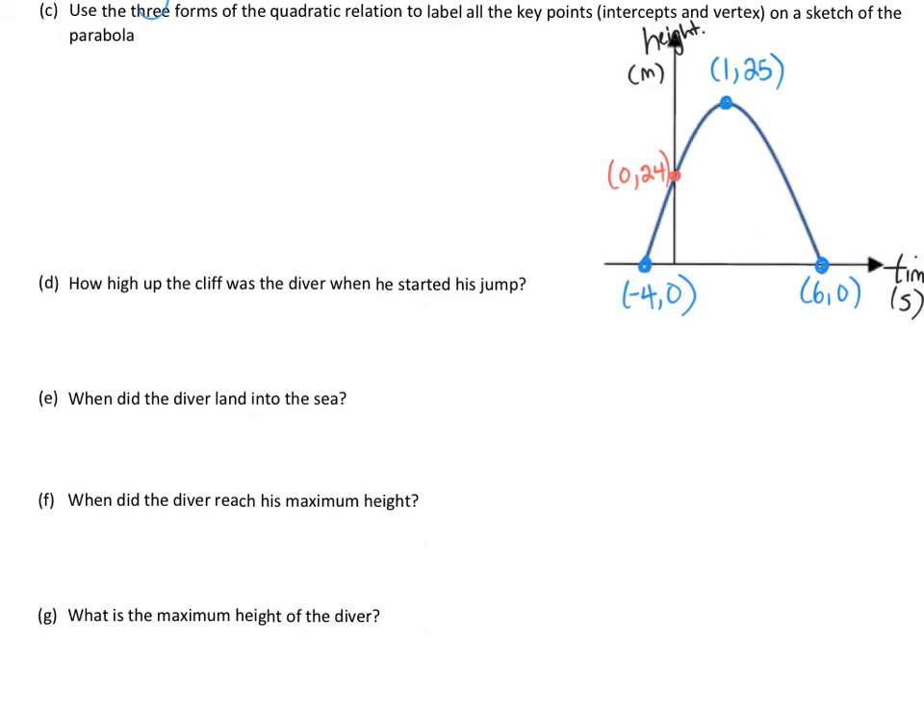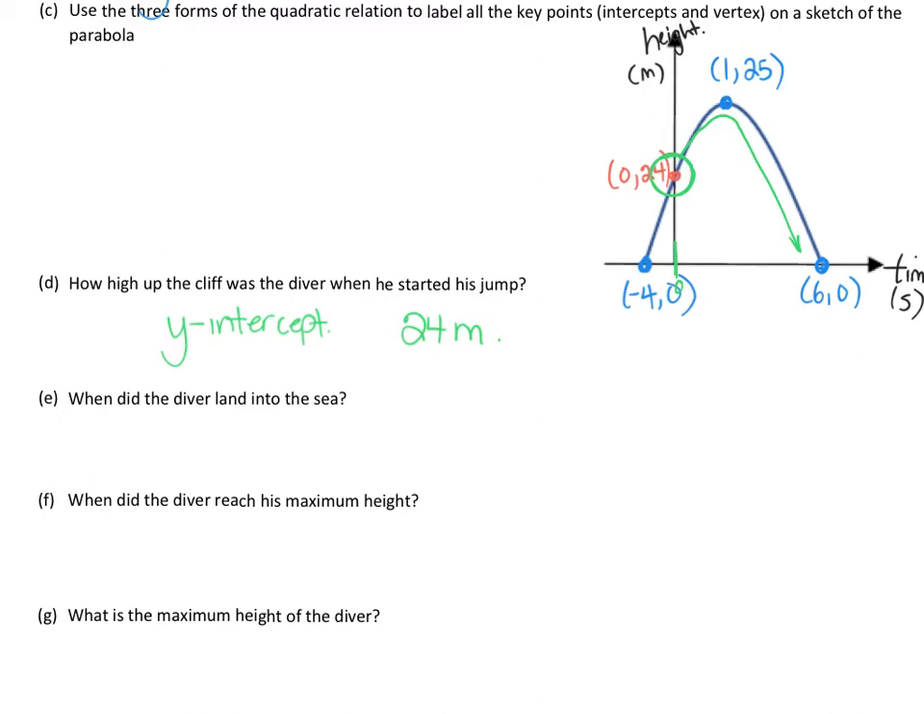The next question is, how high up the cliff was the diver when he started his jump? So when did he start his jump? He started his jump right here, and then he jumped up and went down. To start, that's actually me asking you about the y-intercept. So he was 24 meters up at the start of his jump, at time equals 0. Okay, when did the diver land into the sea?